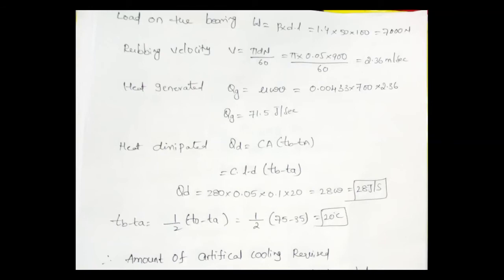Now observe the difference. Here you get the amount of heat generated and the amount of heat dissipated. Both values are available. The amount of heat generated is 71.5 joule per second. The amount of heat dissipated is 28 joule per second. So the amount of heat generated is more than the amount of heat dissipated. Based on these two relations, you will know the answer.